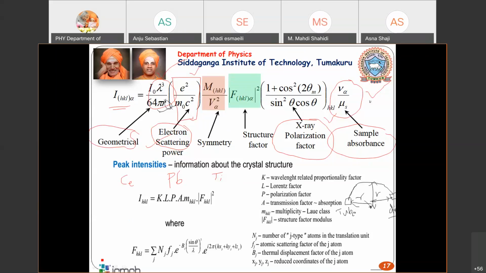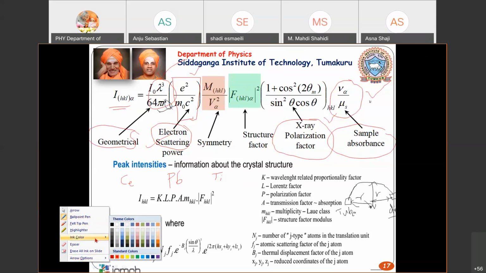This equation, whatever is there in the next part, is a very simple form of the big equation. You can see here K is the wavelength proportionality factor, Lorentzian, all these things. These two equations are the same, but this one, marked in green, is a very simplified version compared to the first one. But you don't need to worry too much. It is very simple.